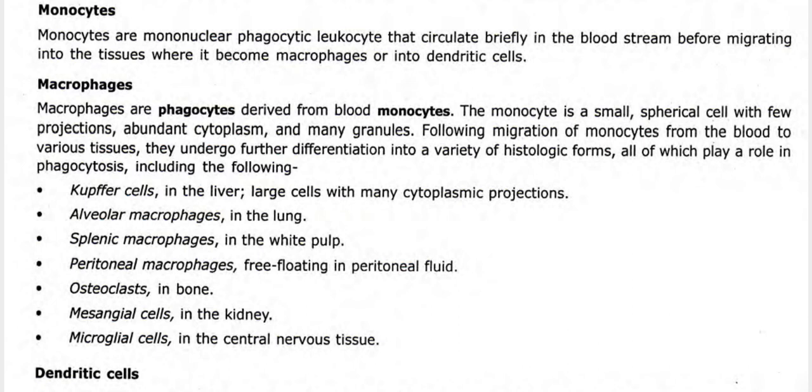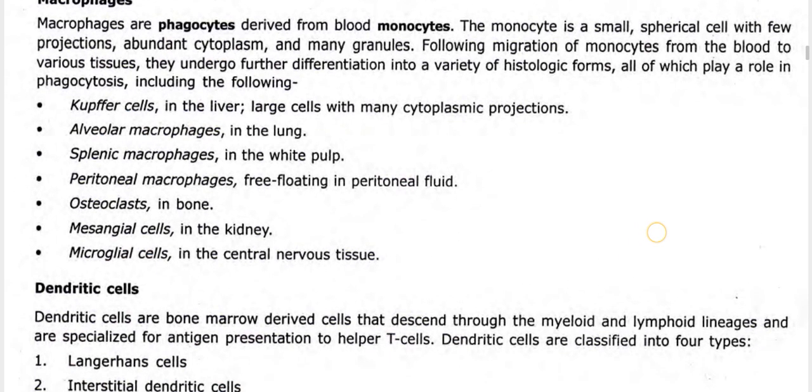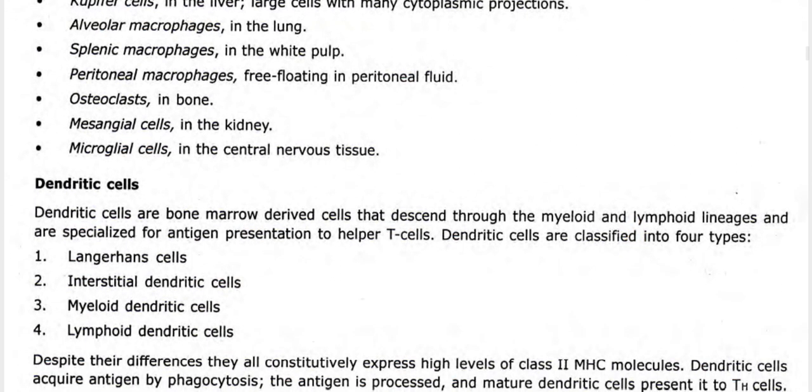Kupffer cells in the liver, large cells with many cytoplasmic projections; alveolar macrophages in the lung; splenic macrophages in the white pulp; then peritoneal macrophages, free floating in peritoneal fluid; along with that, osteoclasts in bone; then mesangial cells in the kidney; and microglial cells in the central nervous system.